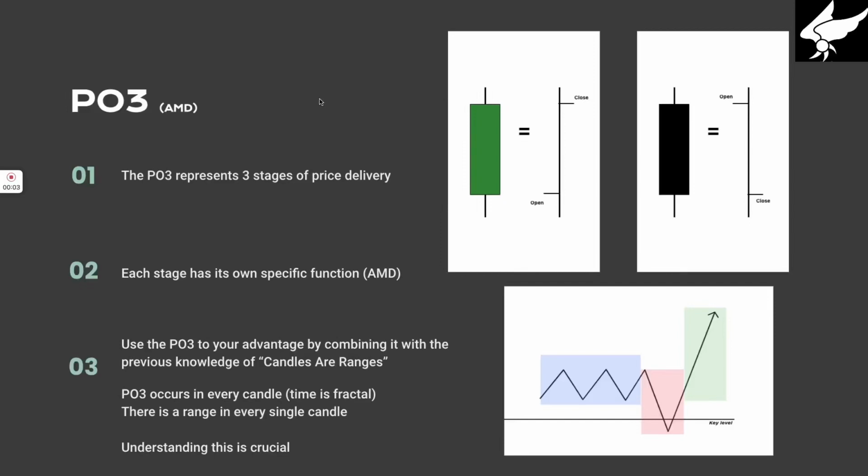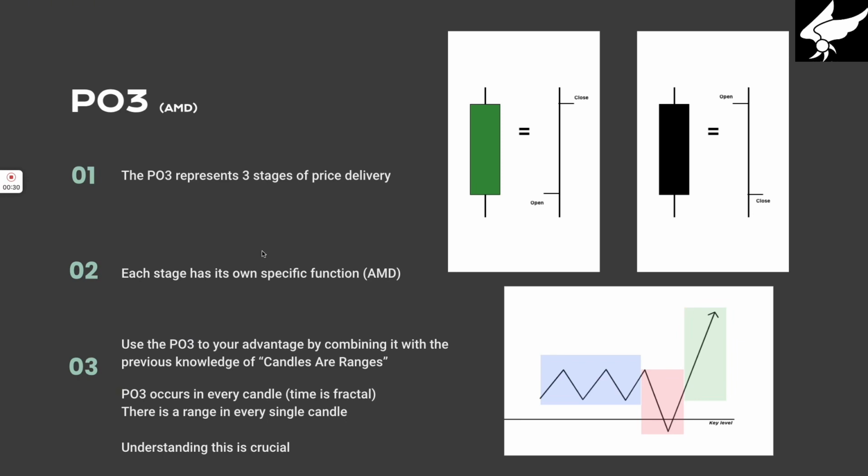The power of 3, also known as AMD: accumulation, manipulation, distribution. The power of 3 represents 3 stages of price delivery. Once again, accumulation, manipulation, and distribution. Each stage has its own specific function, as I just mentioned before.